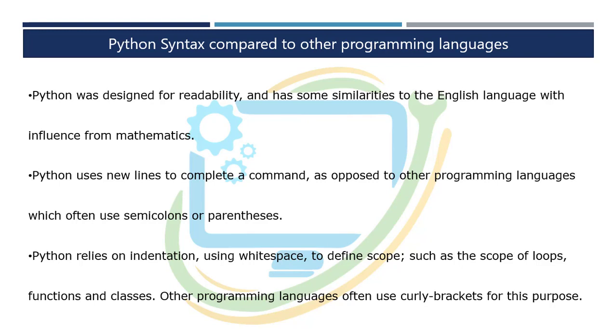So in Python you don't need to use curly braces or any other type of body-making symbols, such as for the scope of loops, functions and classes. Other programming languages often use curly brackets, but as I have mentioned earlier, in Python you use only indentation to control the body or the scope of loops, if statements, functions, classes, etc.